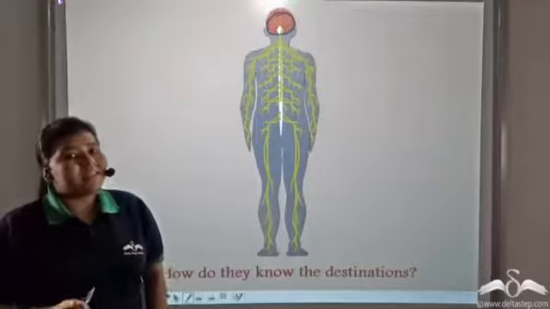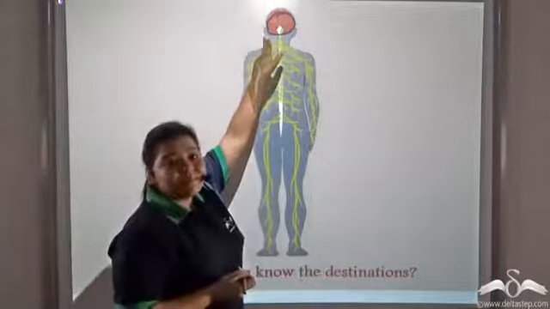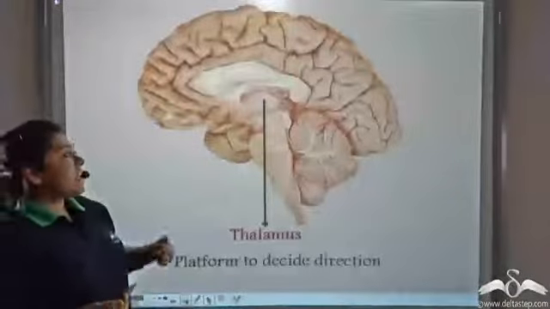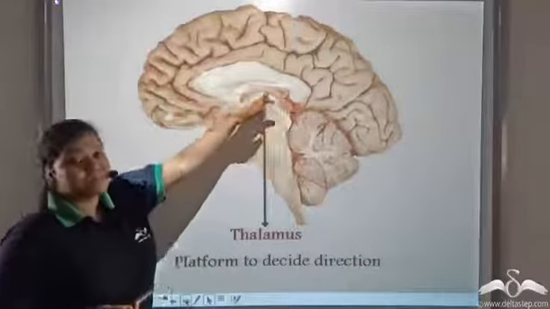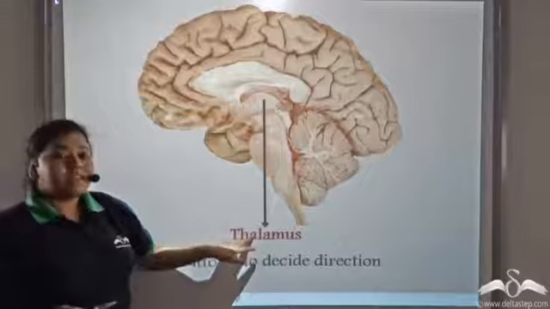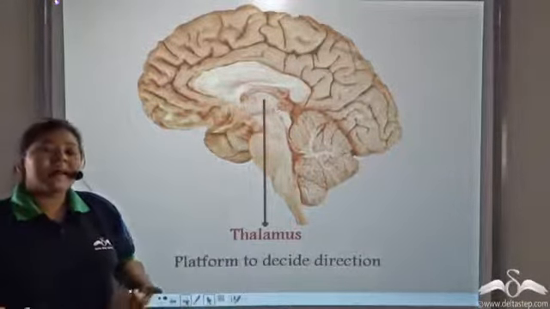Now, how do these neurons know where they have to go to in the cerebrum? Let us see. All destinations are set in this portion of the brain, which is known as the thalamus. It is here that the directions of the neurons are set.